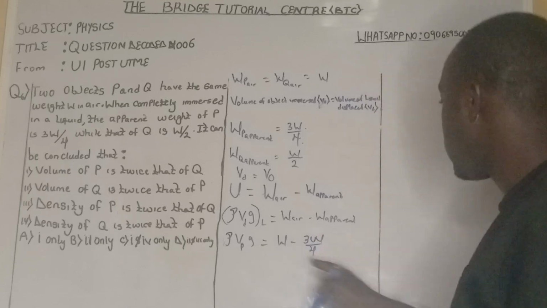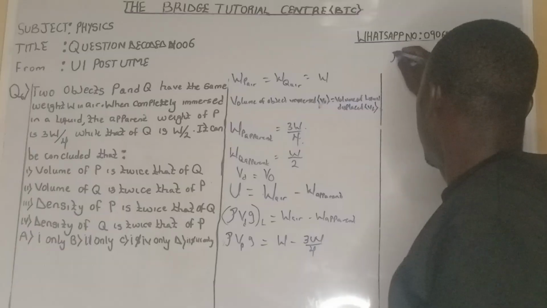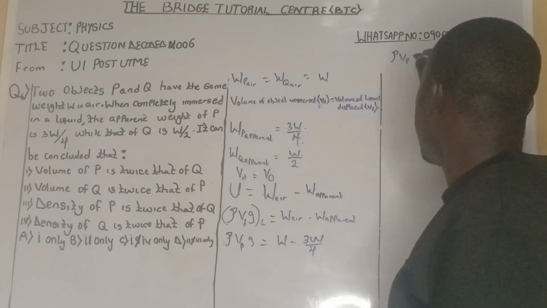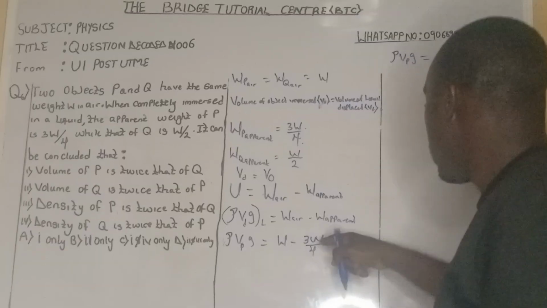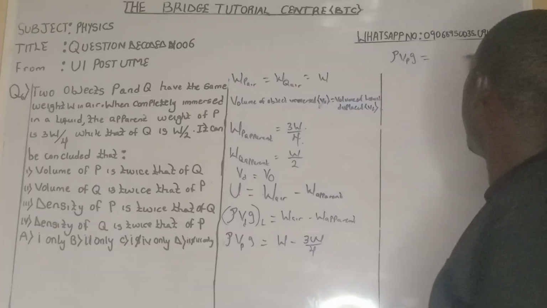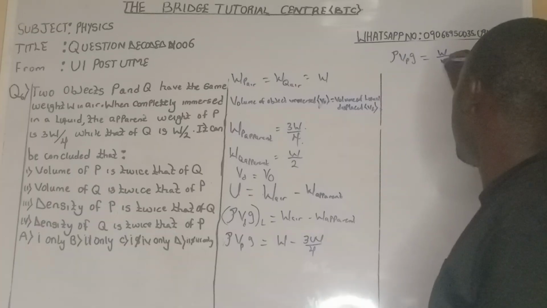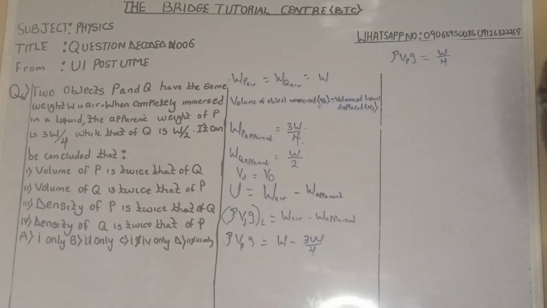So we have something like this. If you solve that one, what do you get? You have rho VP g, which now equals, what is W minus 3W over 4? That will give us W over 4. So we have something like this.